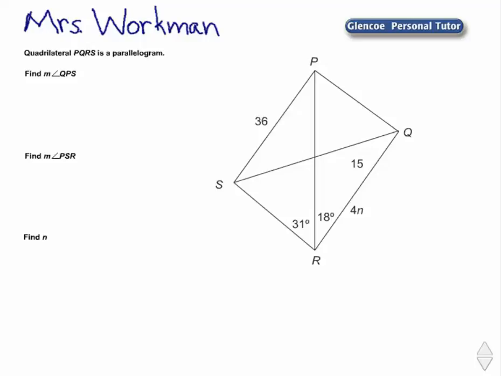Quadrilateral PQRS is a parallelogram. Find the measure of angle QPS. Find the measure of angle PSR. Find N.